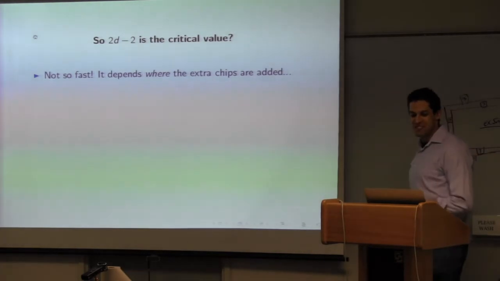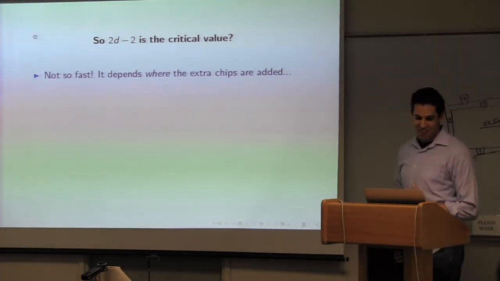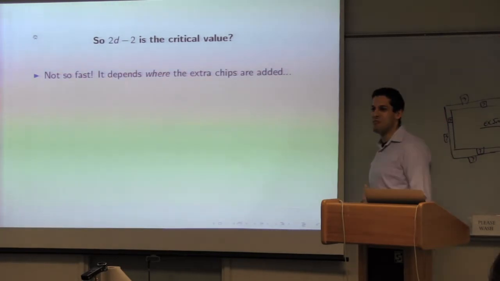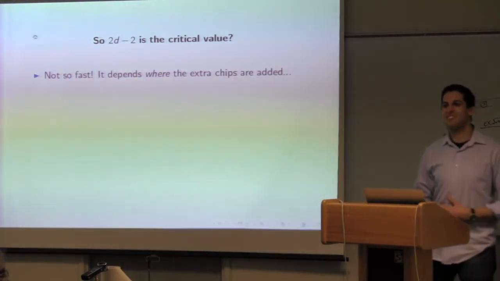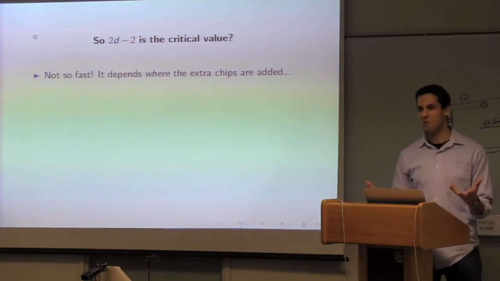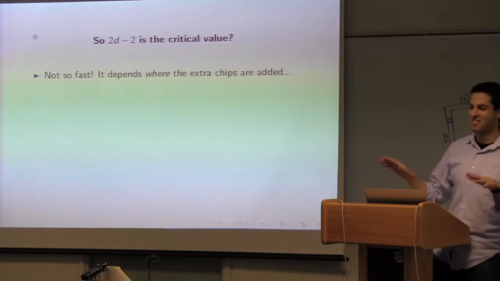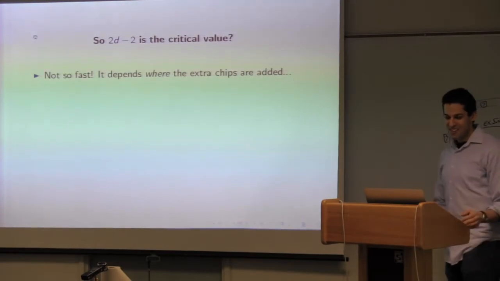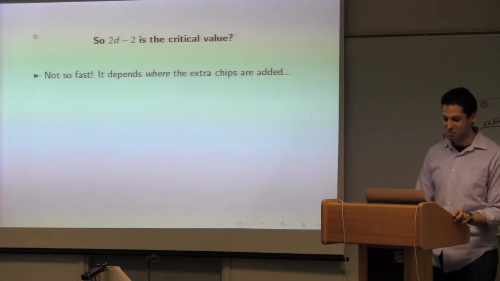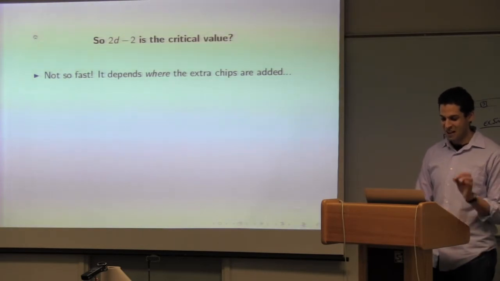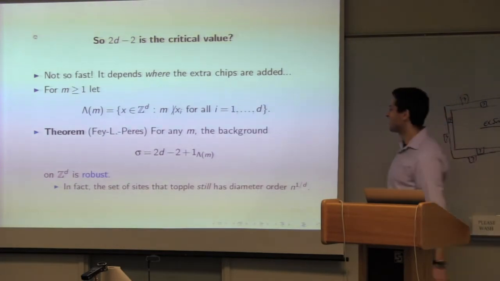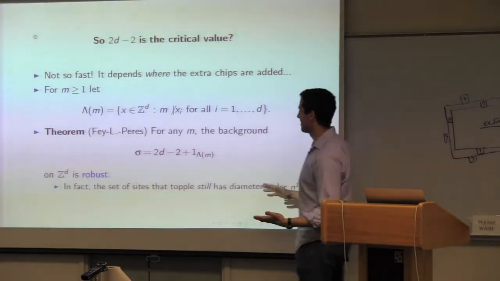From what we've seen, it seems like 2D minus 2 is the critical value. So below it, everything is robust, and above it, if you add just a few more arbitrarily small density of extra chips, you're explosive. But there's a surprise wrinkle to this story, which is that you can add extra chips. As long as you add them carefully in the right places, you can actually get as close as you like to the maximum density, 2D minus 1.